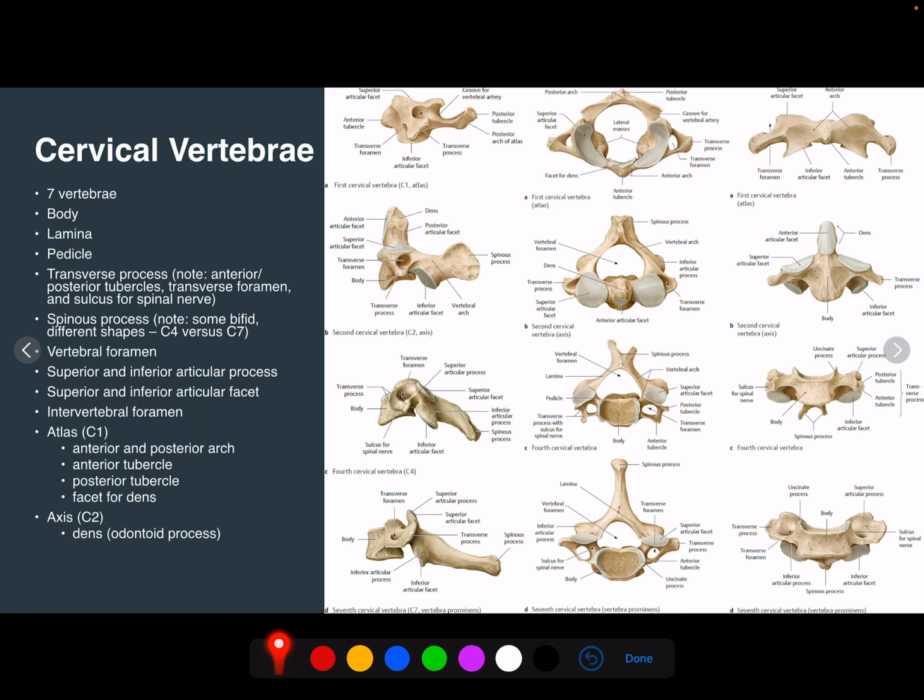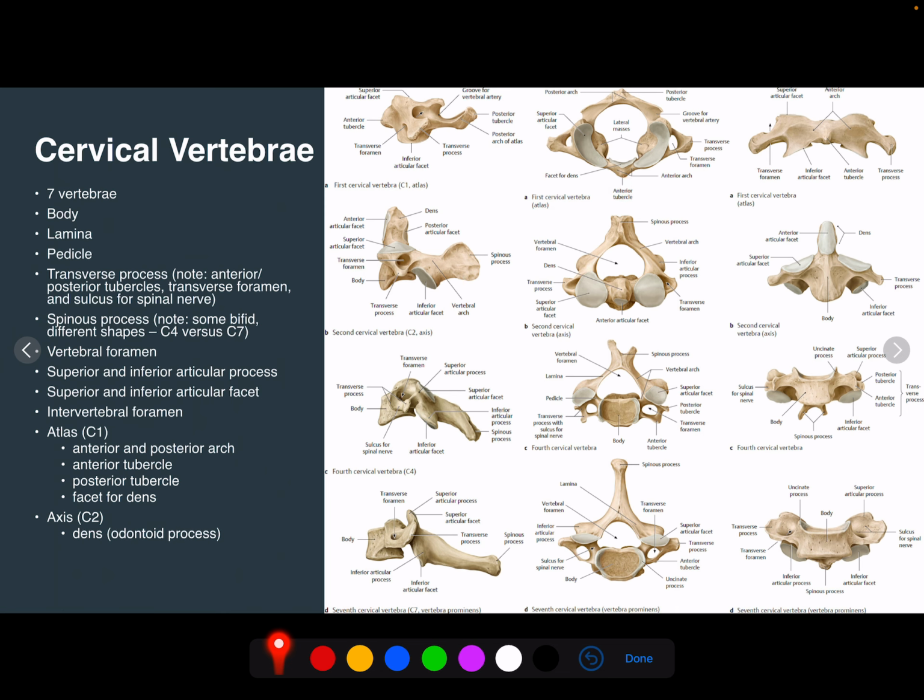All right, so just a couple unique features about C1, which we have here. Okay, we have anterior and posterior arches. So we have our anterior arch here and our posterior arch here. We have an anterior tubercle, little bony prominence, and a posterior tubercle.